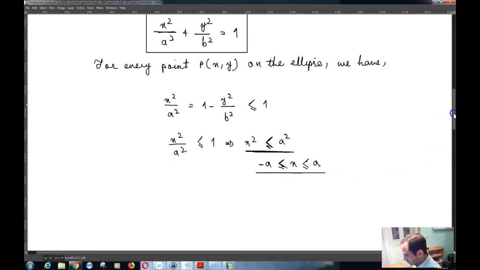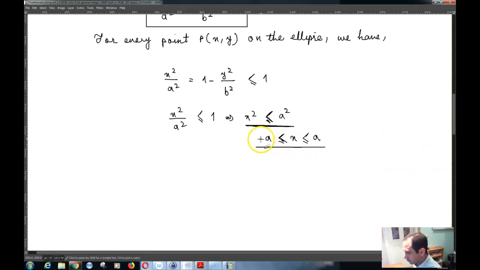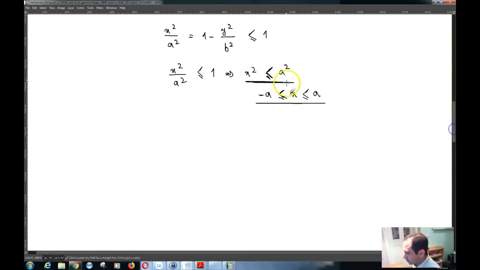What this means is that if you have negative a is less than or equal to x less than or equal to a, then on the x-axis your ellipse is between these two lines, the line x is equal to negative a and x is equal to a. And it is actually touching these two lines because it's less than or equal to. It's touching these two lines, which is this point over here and this point over here. And you have your ellipse in this.